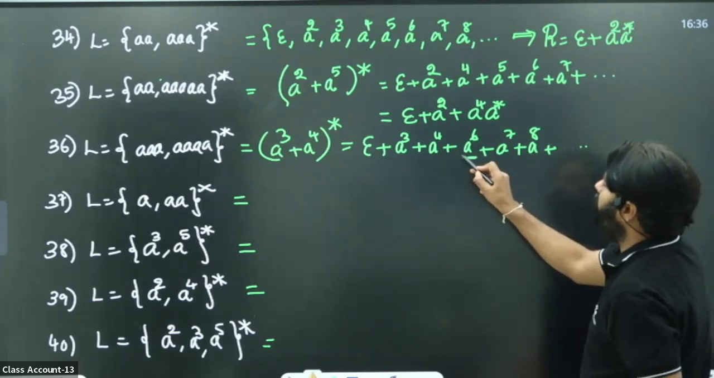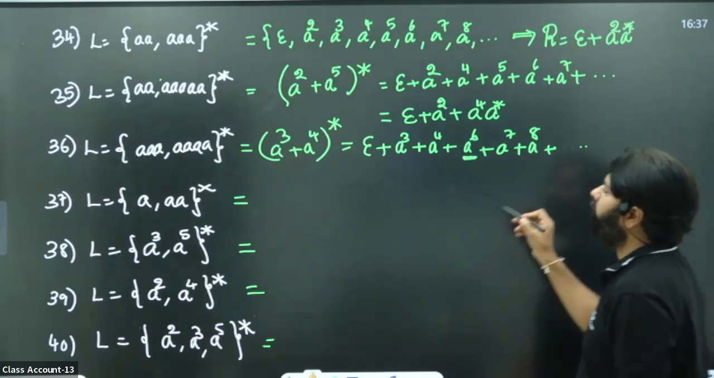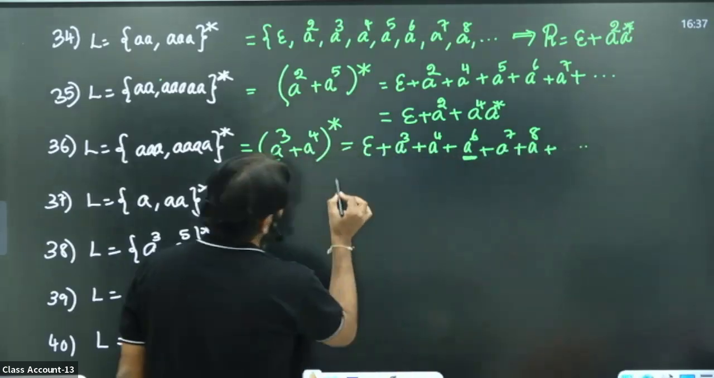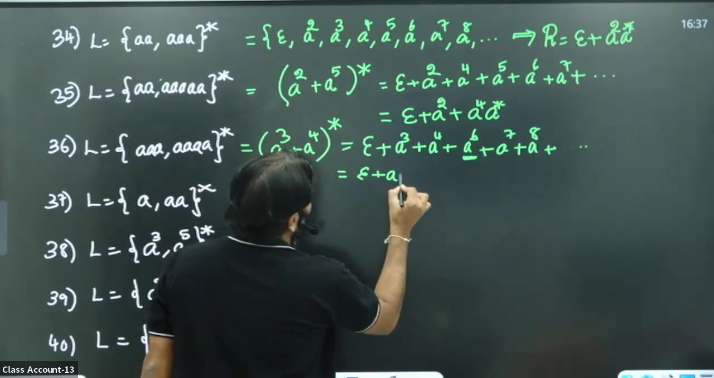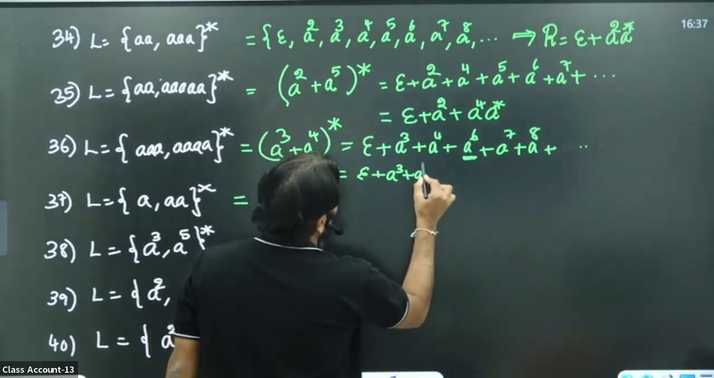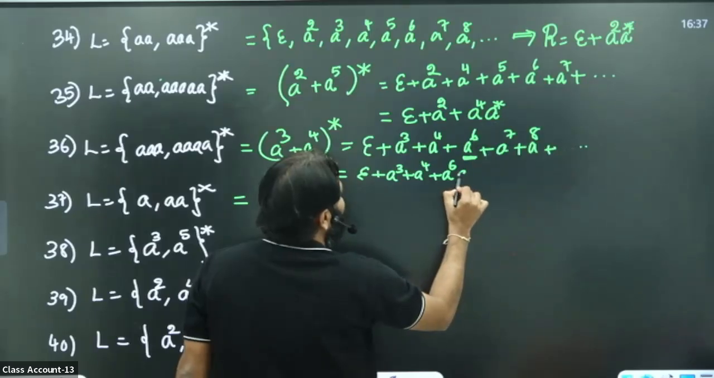So this is the key to understand. How can you write it as an expression? Epsilon, a power 3, a power 4, a power 6. After that everybody is there, so you can write a star.